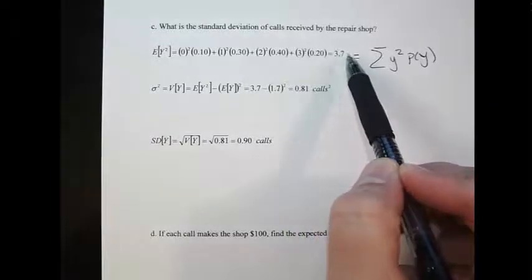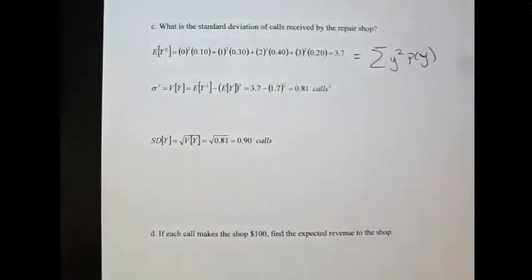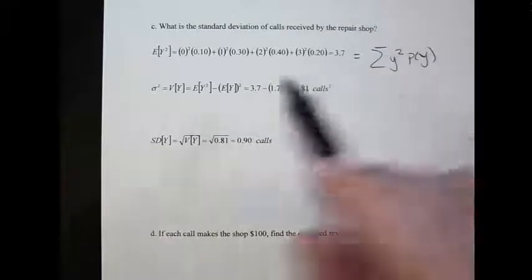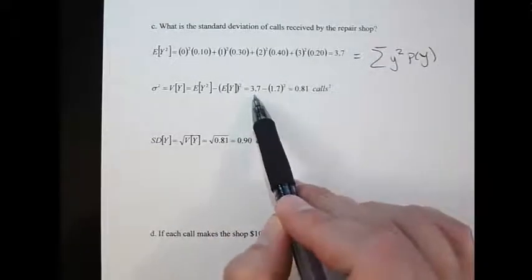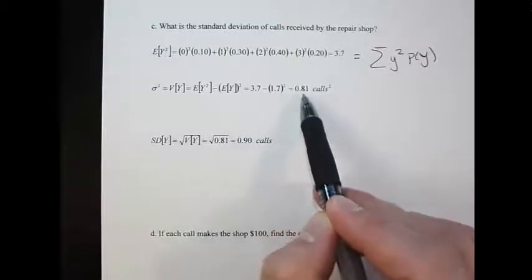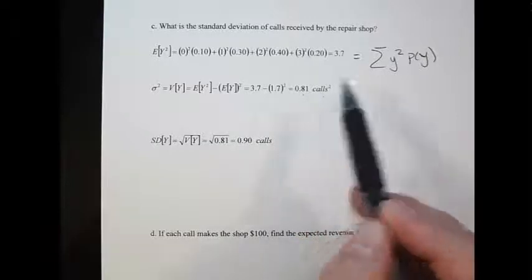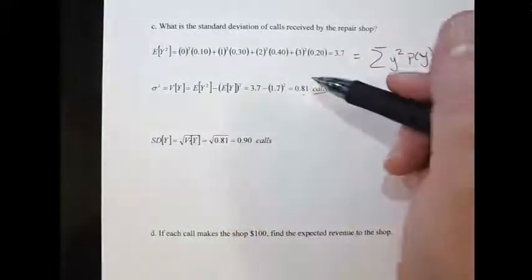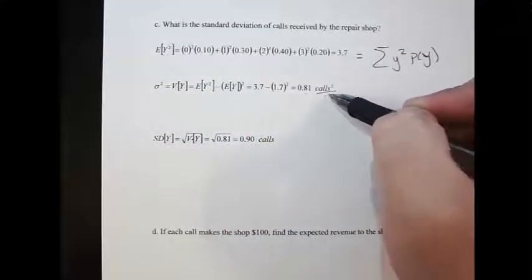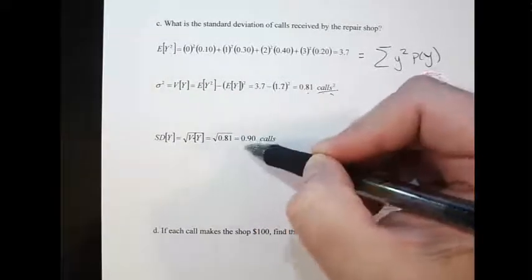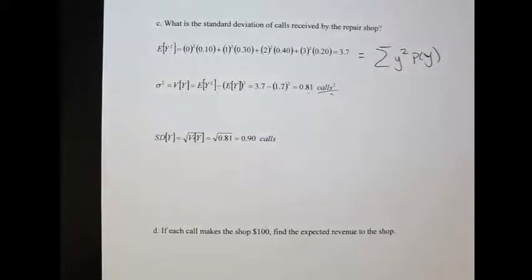And I don't put units on this because it doesn't have an interpretation. The units would be calls squared, but it doesn't have a good interpretation, so it's just a means to an end. Once you have that 3.7, then you plug that in, minus 1.7 squared that we found in the previous problem, which gets us 0.81 calls squared. Again, this does have an interpretation because variance is used to calculate standard deviation, so we do put the units on this one. Then you square root the 0.81 to find the standard deviation, which gives us 0.90 calls.